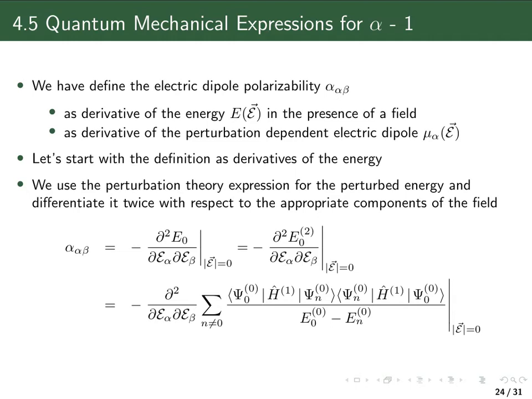Now if you want to do that, you have to look at which of the terms in this sum over states expression actually depends on the field. These are the unperturbed wave functions for the ground state and excited state, so they are field independent. These are also the unperturbed energies, so they are also independent of the field. So the only thing which actually depends on the field are our first order perturbation operators.